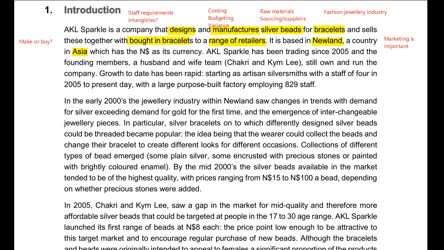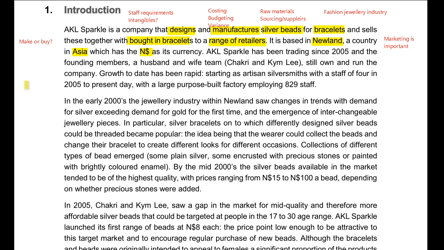Some of it's going to be based on some real-life things. So when CIMA write these pre-seens, they do tend to base the companies on a couple of different real-life companies. So it being based in Asia, I suppose we'll wait and see whether that becomes more relevant, but it's just something to bear in mind for now. And it has the N dollar as its currency.